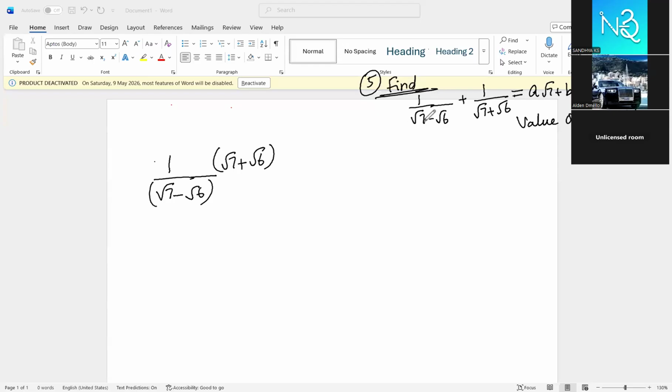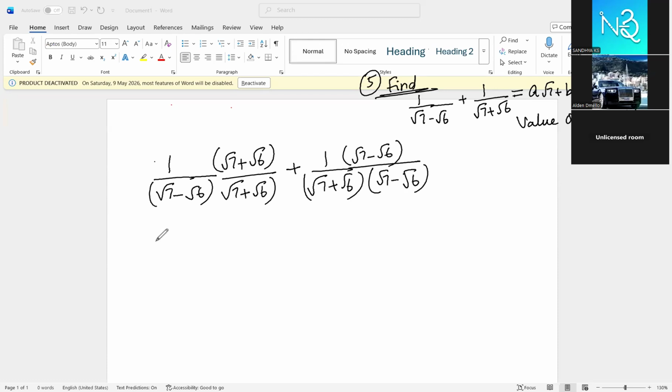Okay, find 1 by root 7 minus root 6 plus 1 by root 7 plus root 6 equal to a root 7 plus b root 6. So multiply numerator and denominator with the root 7 plus root 6, plus 1 by root 7 plus root 6 into, here also, root 7 minus root 6. Here minus. Here also root 7 minus root 6.